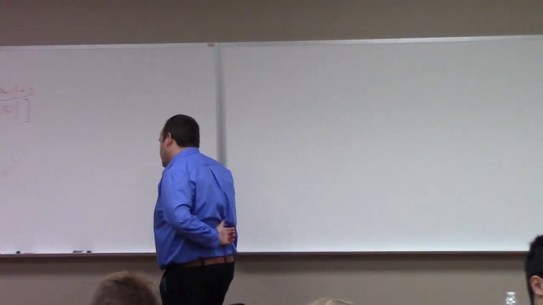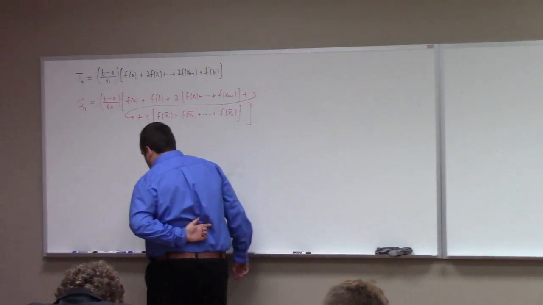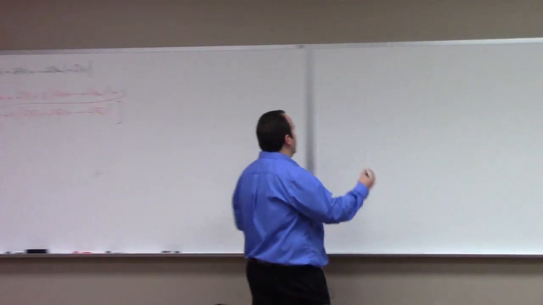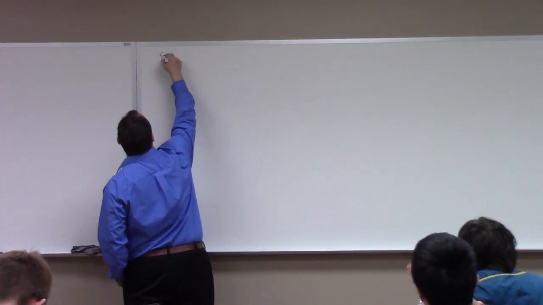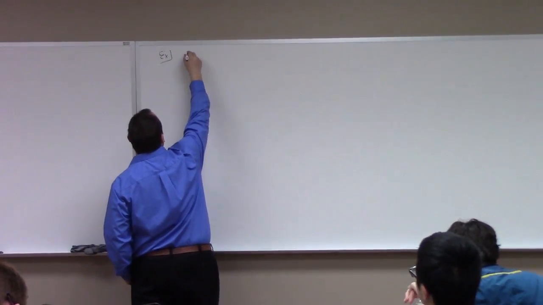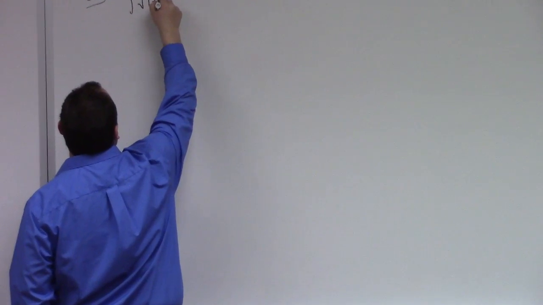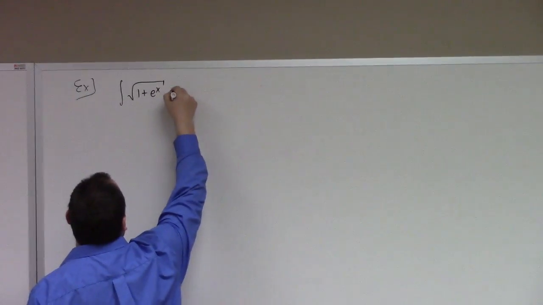All right, so I have another example from section 8.6, another rationalizing example for you. Let's see here. So the example is this. We want to integrate the square root of 1 plus e to the x dx.